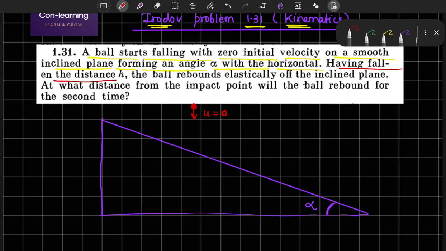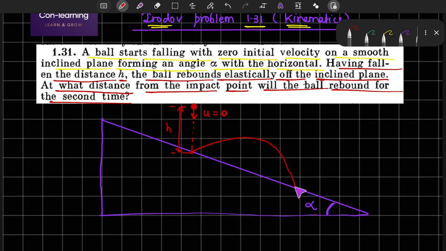Having fallen the distance h, the ball rebounds elastically off the inclined plane, and we are asked to find the distance from the impact point at which the ball will rebound for the second time. Basically, the distance from this point where it is impacting to the point where it first hits is given as h, and after rebounding it goes along this path and rebounds again at this point. The problem asks us to find this length between the first rebound and the second rebound.